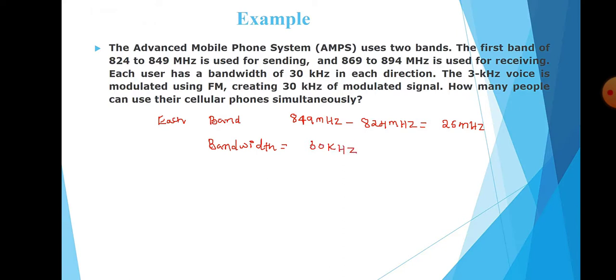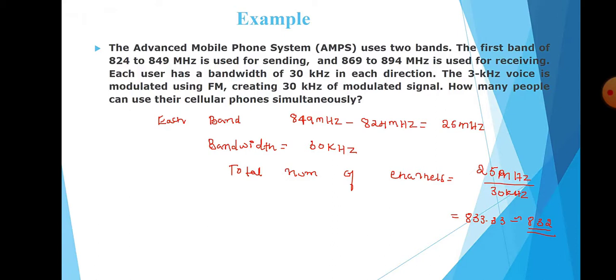Now we have to compute the total number of channels. Total number of channels is equal to 25 megahertz divided by 30 kilohertz. So we get the value as 833.33 and we can approximate it to an even number, that is 832. Therefore, the total number of channels within the system will be around 832 channels.